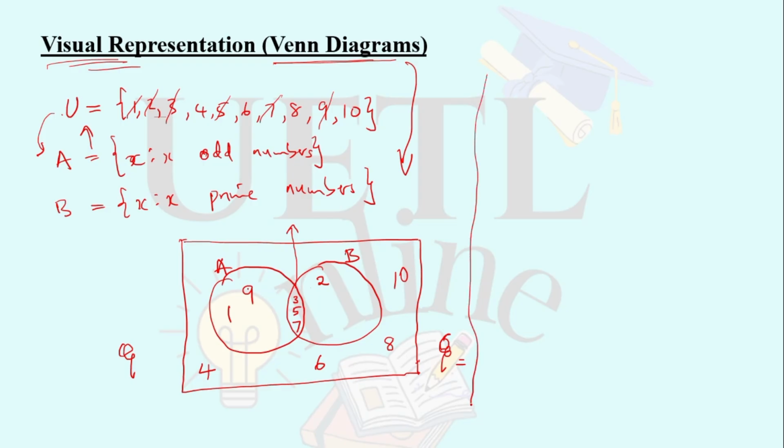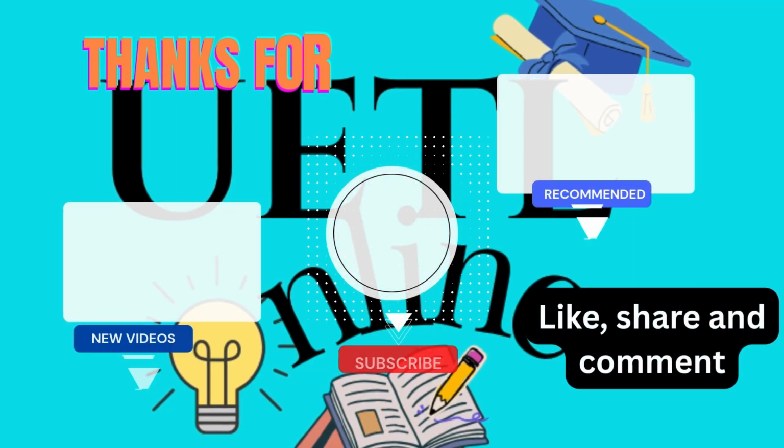The other thing is, when the sets are not overlapping, we can just draw two different circles like this. Then write the elements of A here and the elements of B here. And if there is no universal set, you don't draw this rectangle. So this is a visual representation of a set. So that was that.